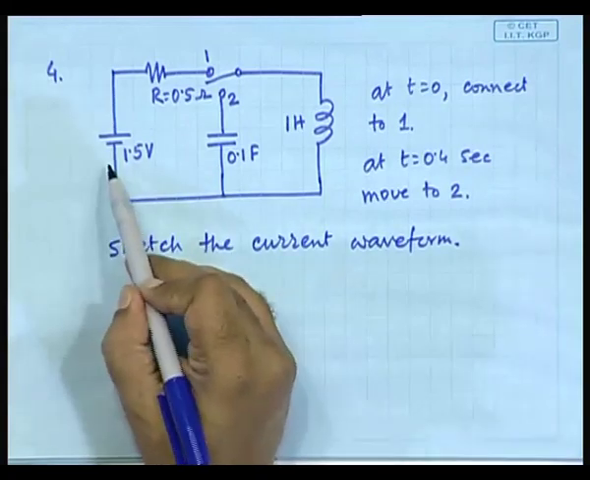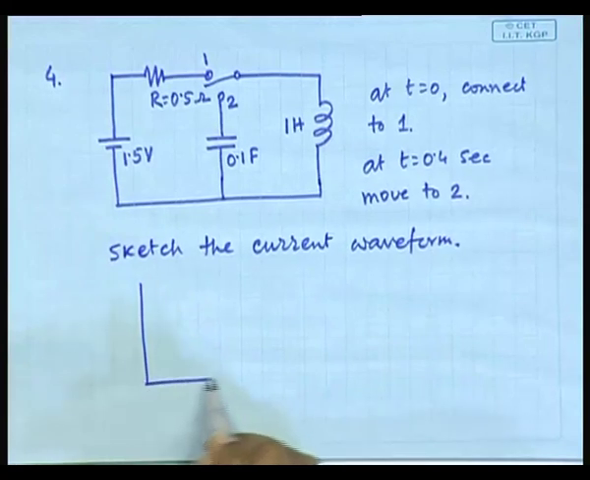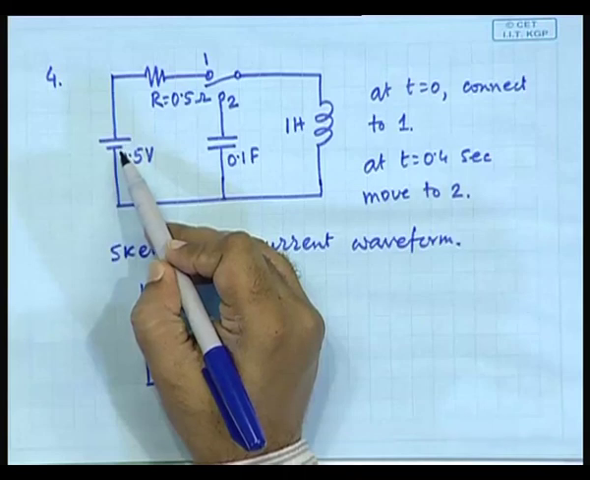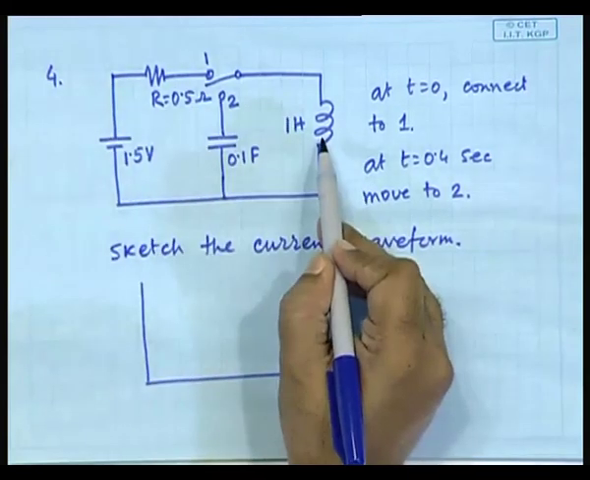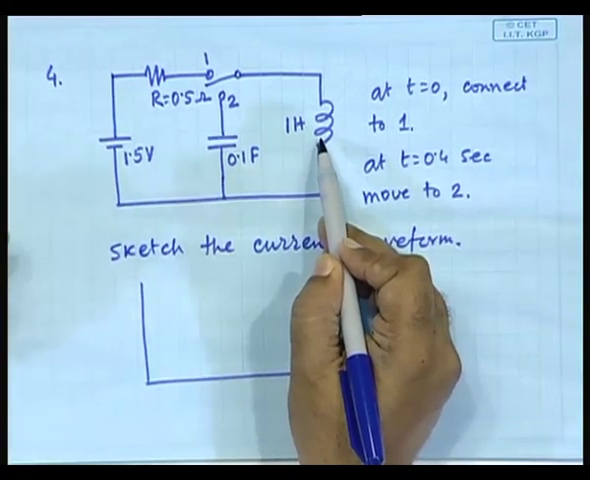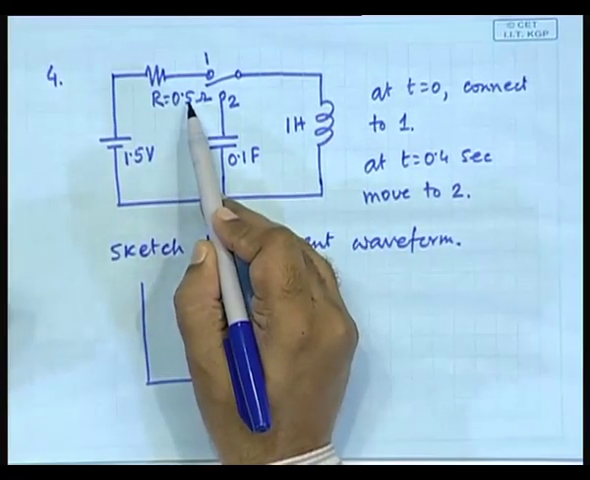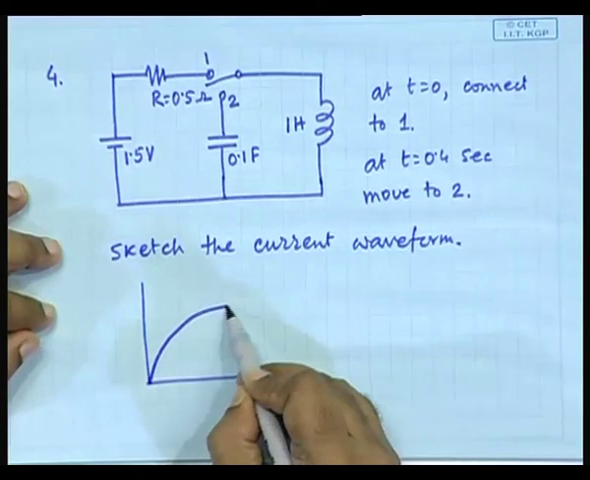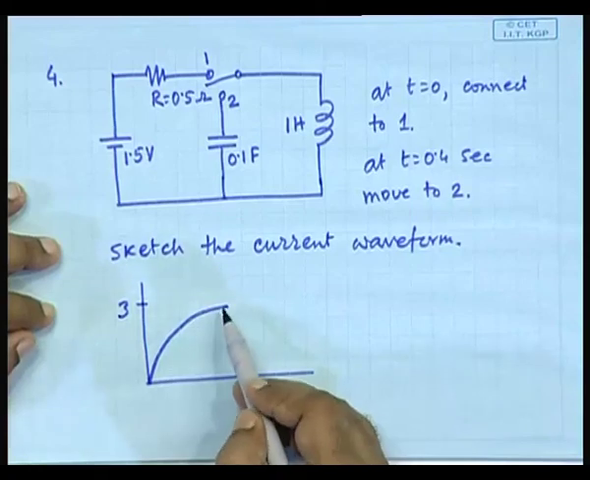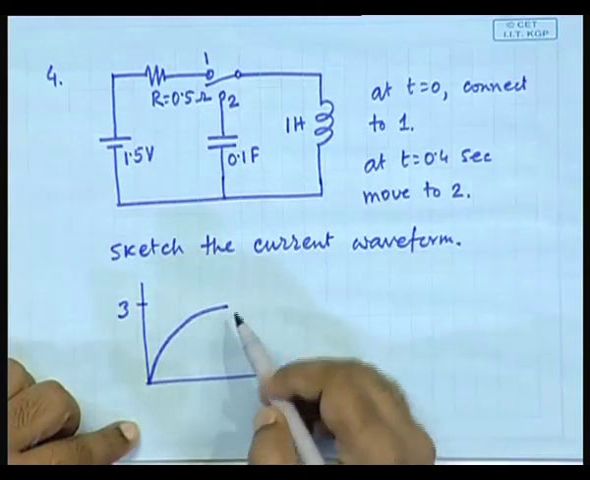So, what will happen when you have thrown it to 1, you will have the current going like what? It will rise, because initially it was 0. If you allow it to remain for infinite time, how much will it be? It will be 1.5 divided by 0.53. So, current will actually rise like this. It will tend to reach a value 3, but before it reaches that, at this time, you have to find out where it reached.